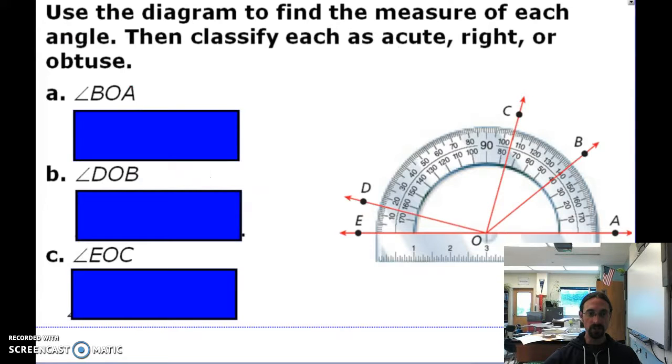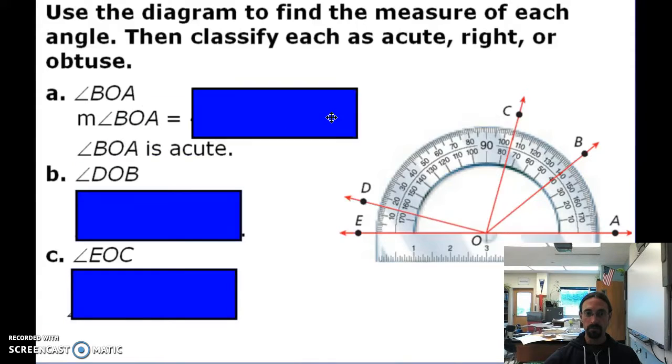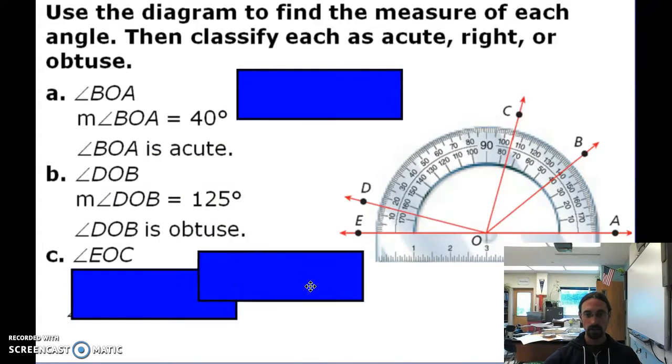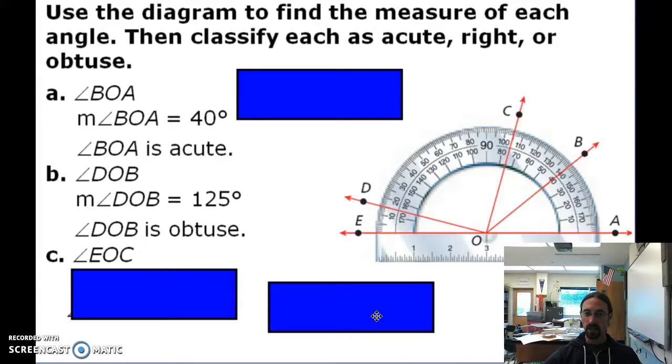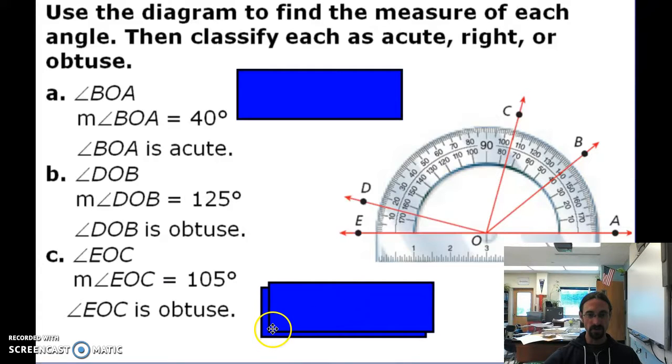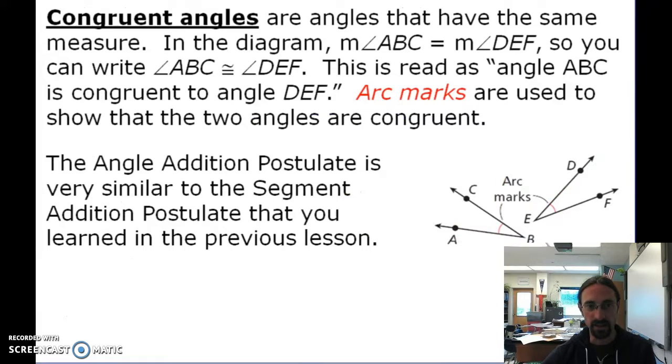A few more examples here to try. Go ahead and pause the video and try them all. All right, BOA is a 40-degree acute angle. DOB is a 125-degree obtuse angle, and EOC is a 105-degree obtuse angle. Mr. Rising's getting a little faster. I hope you appreciate that.